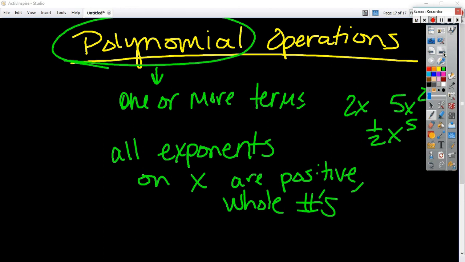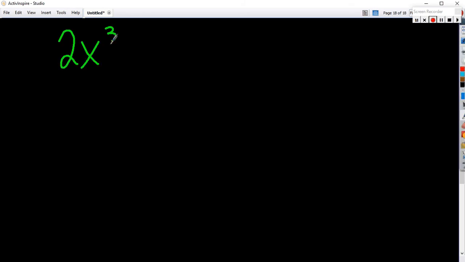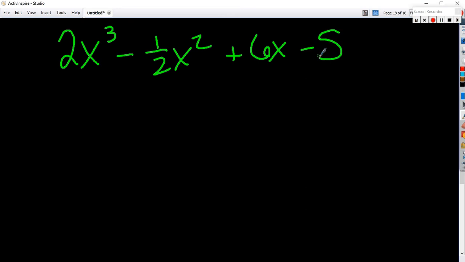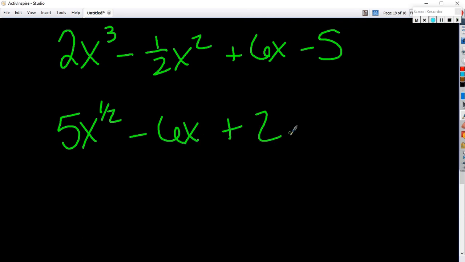Let me give you a couple and you tell me if they're polynomials or not. Yes or no? Yes. Remember, are the exponents positive whole numbers? Yes. Okay. And it's one or more terms. So we're good to go. How about this one? Yes or no? No. Why? It's got a half. That 1/2 makes it not a polynomial. So no.